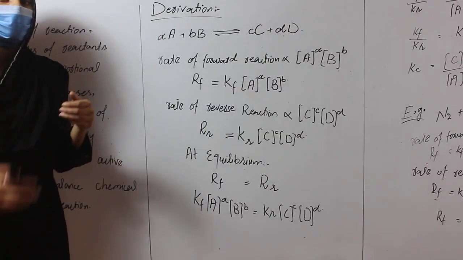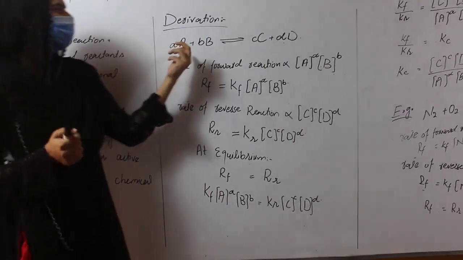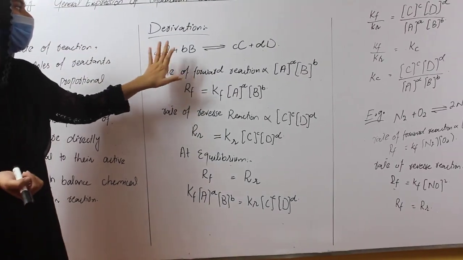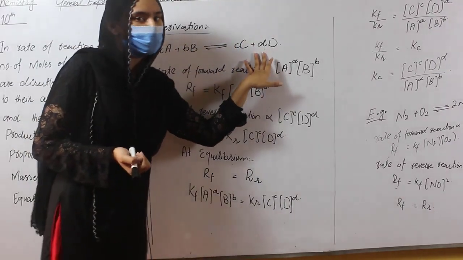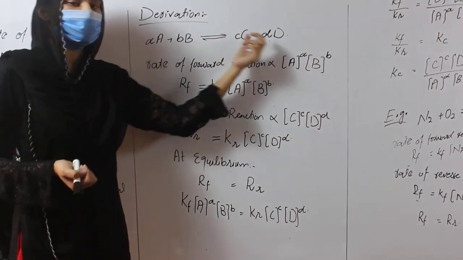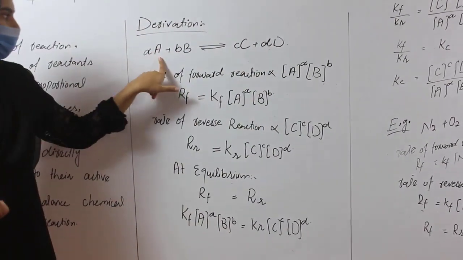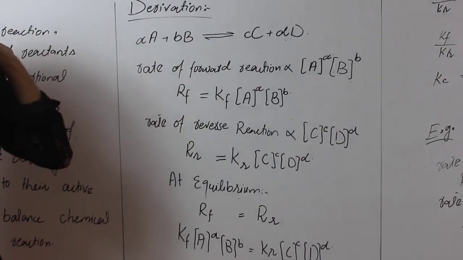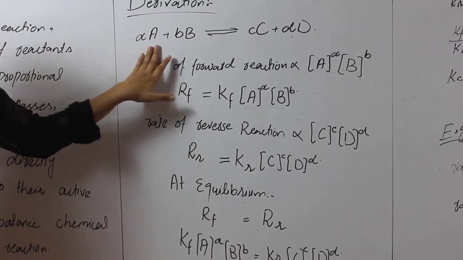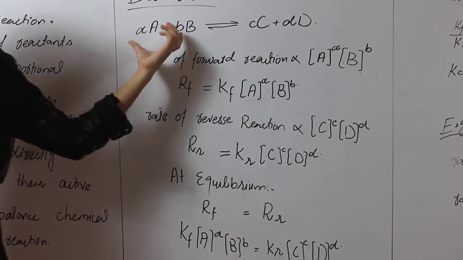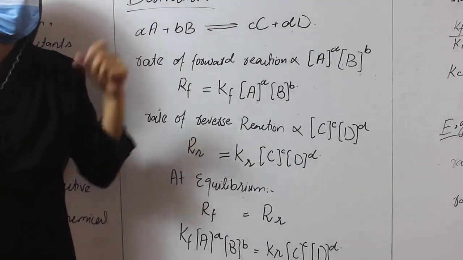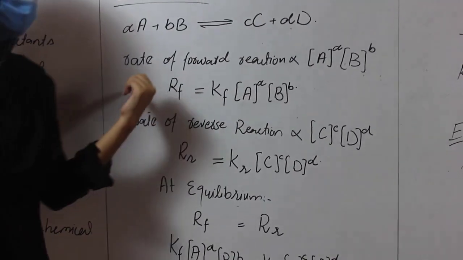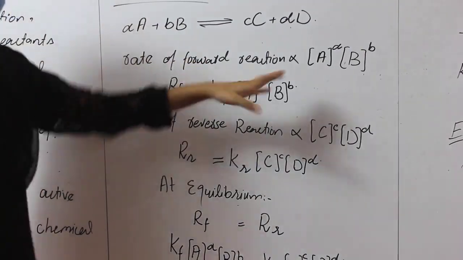The derivation of the equilibrium constant is that first of all we take a general equation, that is the reactants and their products. When the reactants react with each other, they form products. The capital letters A, B, C represent the reactants, and the small letters represent their coefficients, or the number of moles of the reactants or the products. First of all, we calculate the rate of the forward reaction, which is directly proportional to the active masses raised to their coefficients.